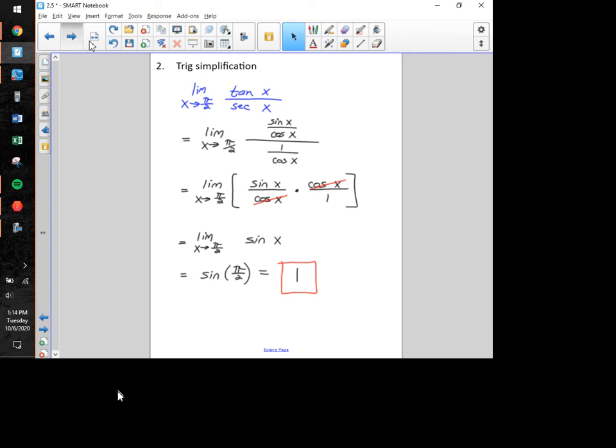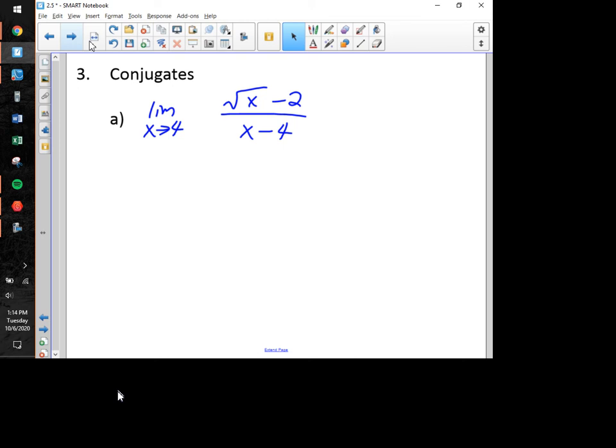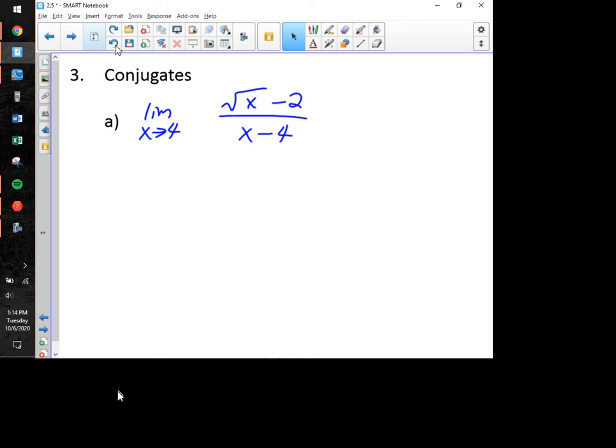Okay, so that was a little trig simplification there. Conjugates are another idea within section 2.5. And this actually does relate a little bit to what we did earlier with the factoring and the canceling.